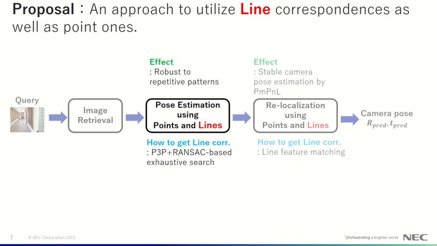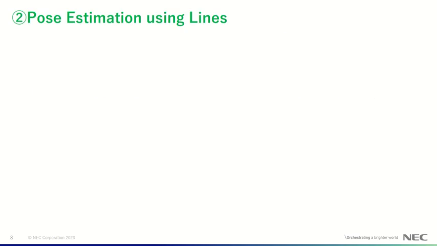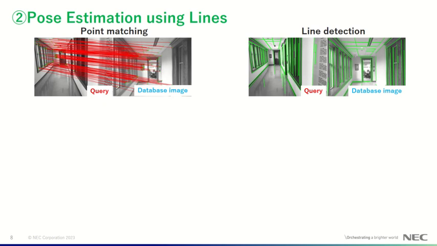First, I will explain the first estimation module. In this module, point correspondences are obtained by feature point matching between the query and database image. Also, lines are detected. Please note that the lines are not matched, since the query and database image often have a large viewpoint gap and existing line feature matching often doesn't work in that case. Line correspondences are obtained during the following RANSAC process.